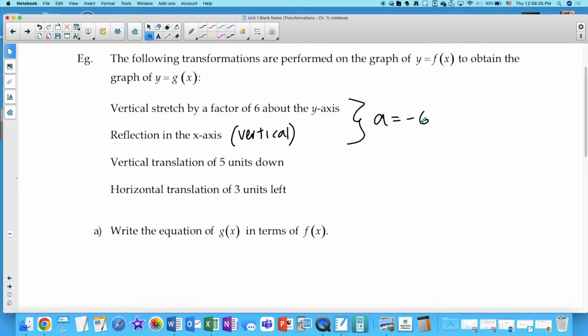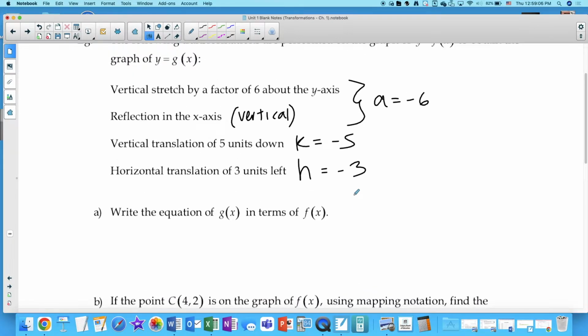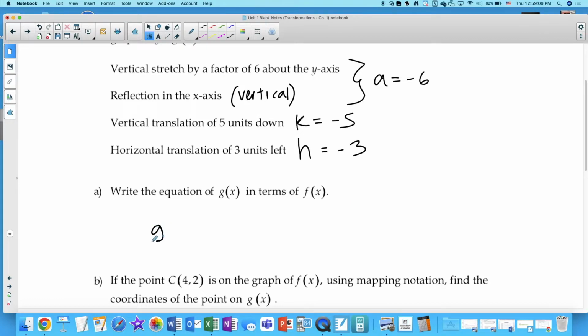Okay, vertical translation 5 down. What does that tell us? What parameter? Yep. And then horizontal 3 left. H is negative 3. Okay, so first step is to write g of x in terms of f of x. So we are going to basically fill in our parameters. G of x equals a, which is negative 6, f of bx. So we don't have a b value in here, so the b value is 1. And then x minus negative 3, and then plus k, plus negative 5, right?